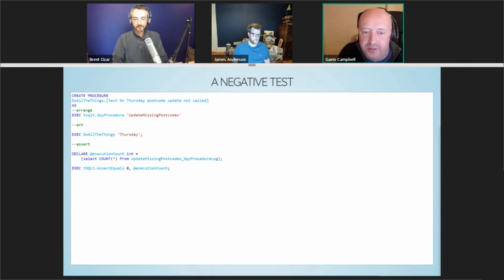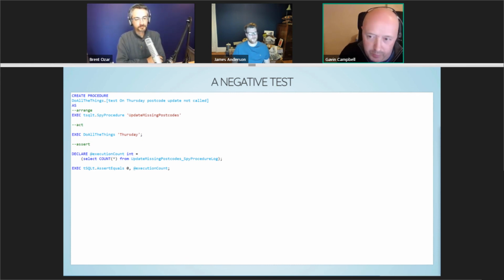We can do negative tests like this too. So we can say on Thursday we don't update the postcodes. So we create a spy of the procedure, and we call do all the things. Again, we look in this table, update missing postcodes spy procedure log. That was created by spy procedure, and it's going to record one line for every execution of that procedure. That row will contain an ID, and it will contain whatever parameters got passed. In this case, there aren't any. So we only care about the count.